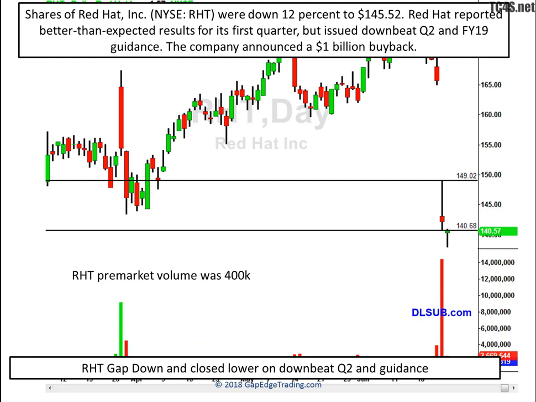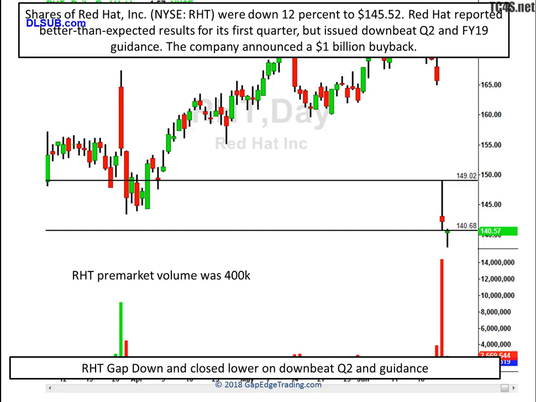Alright, here we have RHT, Red Hat. Okay, let's read the news. Shares of Red Hat Incorporated were down 12% to $145.52. Red Hat reported better than expected results for its first quarter, but issued downbeat Q2 and fiscal year 2019 guidance. The company announced a $1 billion buyback. So they're sucking up the shares.